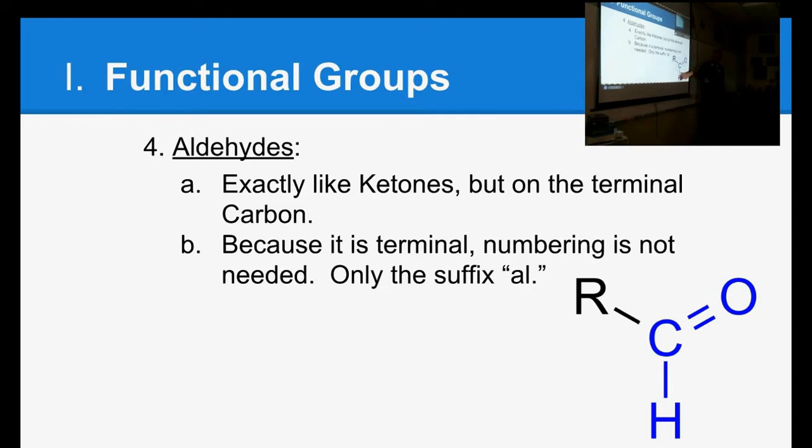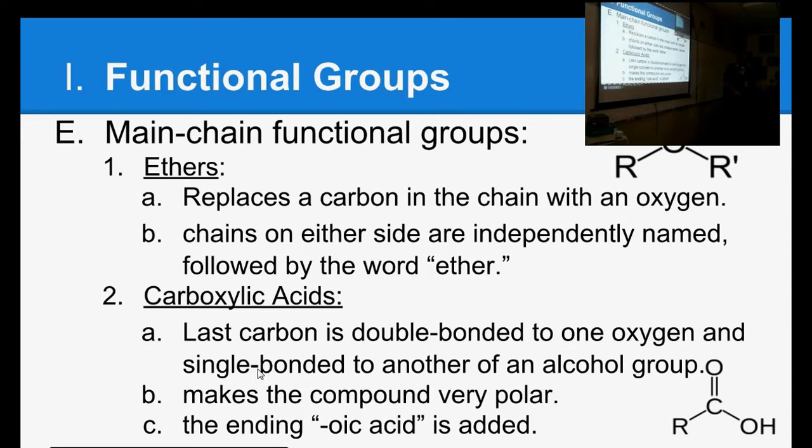off the end here. And so we don't need to number it because it's at the end of the chain. So there's no numbers needed, and we name it al for aldehyde, right? So if it has 7 carbons and an aldehyde group, it would be heptanal, okay? And so we just say al at the end.